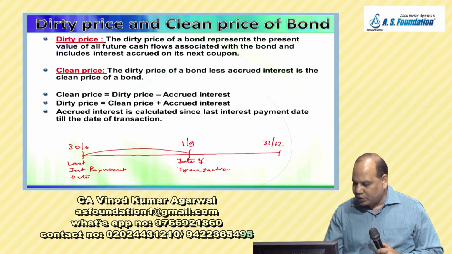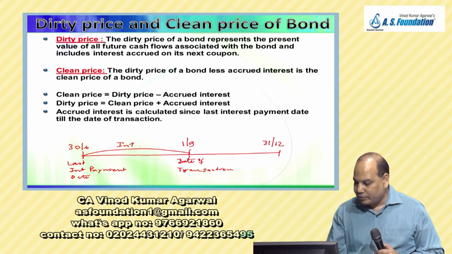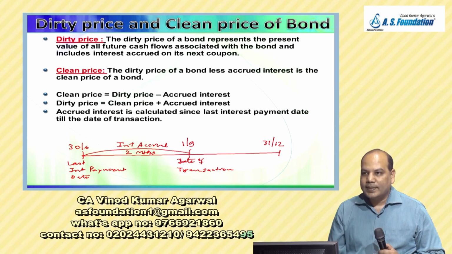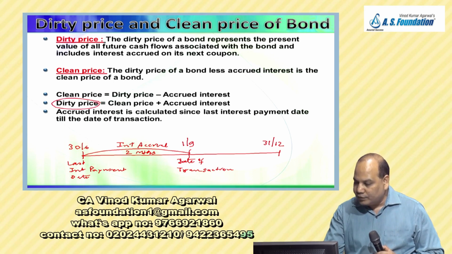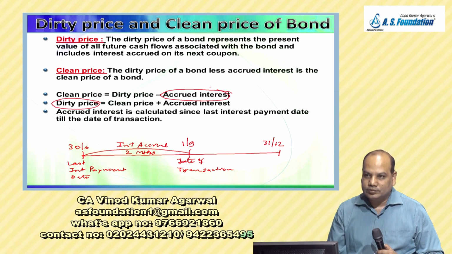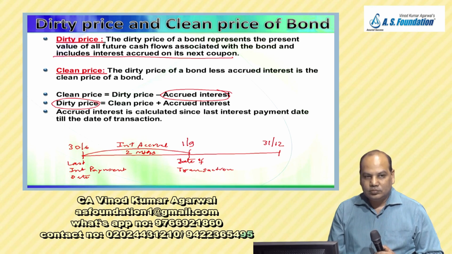Because with every passing day, the interest keeps on accruing on a bond. It is paid on the fixed date. So during this period, interest has accrued. In our example, it will be July, August, 2 months. Is it right? So after computing dirty price, which I am going to tell you how to do, remove the interest accrued for 2 months. Because dirty price includes interest accrued. Clean price excludes interest accrued.